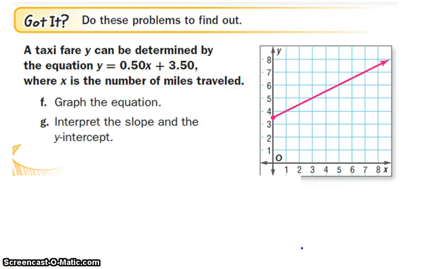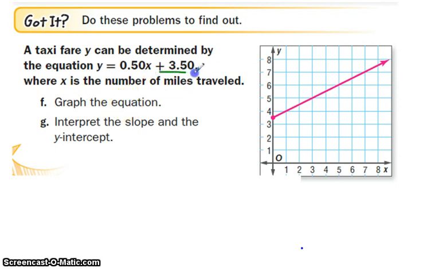Okay, let's take a look at this one. I'll help you out here. A taxi fare y can be determined by the equation y equals 0.5x plus $3.50, where x is the number of miles traveled. Okay, so your miles are going to be up here, and your price will be here. So it says graph the equation.